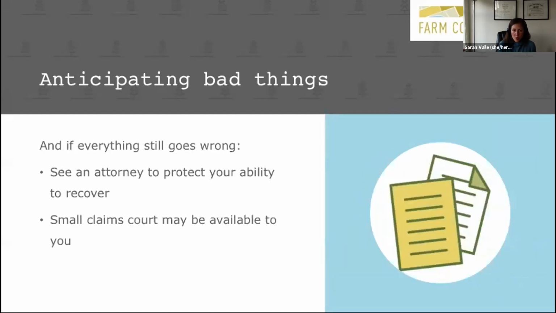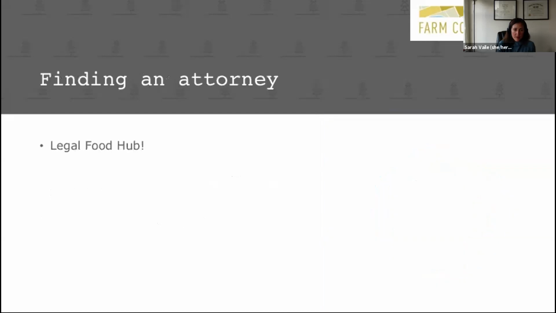And if things do go wrong, I want to emphasize the importance of talking with an attorney sooner rather than later. Time-sensitive things may need to be done to protect your ability to recover for losses. So definitely ask around and find an attorney if you're in a situation where your legal rights are really compromised and you need it.